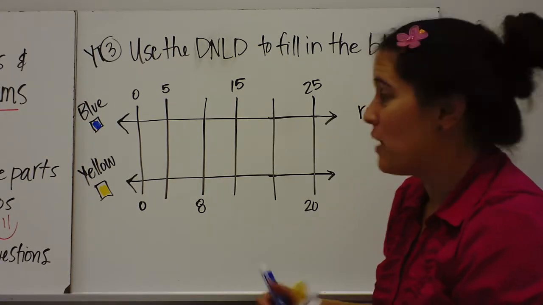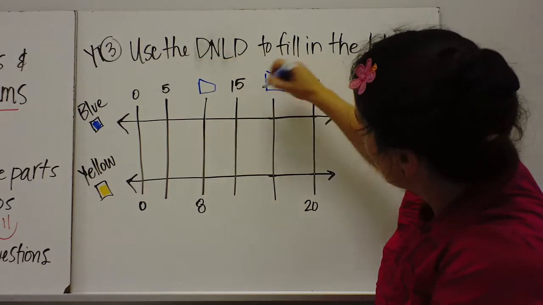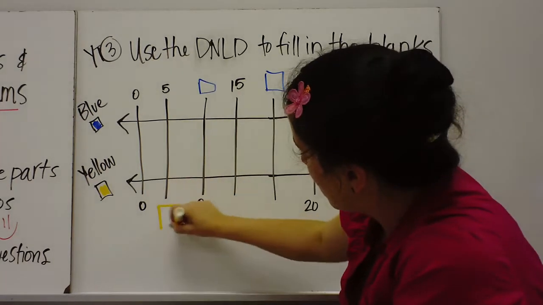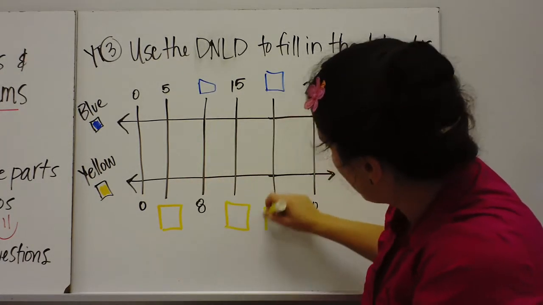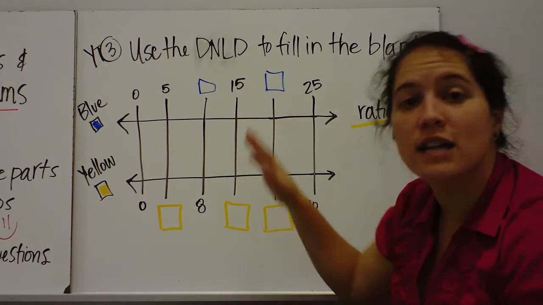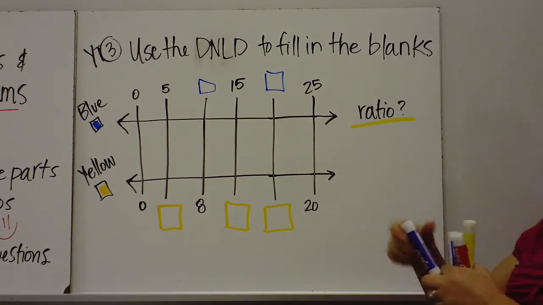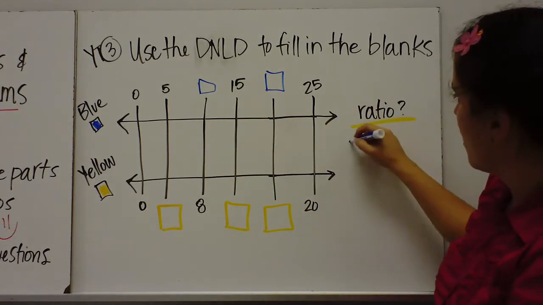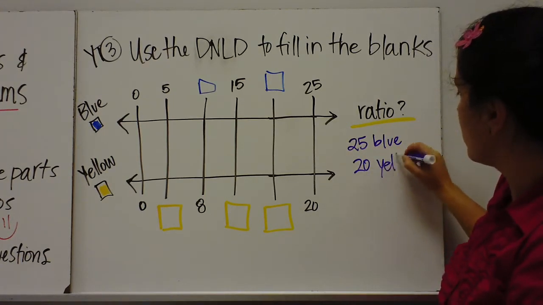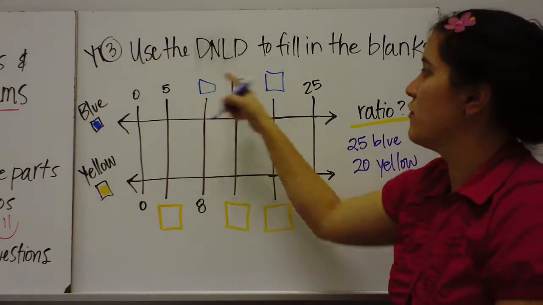So I want you to fill in the blanks. Here is a blank, and here is a blank. And then we have blank, blank, blank. First thing to do is find the ratio. What did I give you that is the ratio? Alright, so here's the ratio. 25 blue to 20 yellow. So now you need to use that ratio to fill in these blanks.